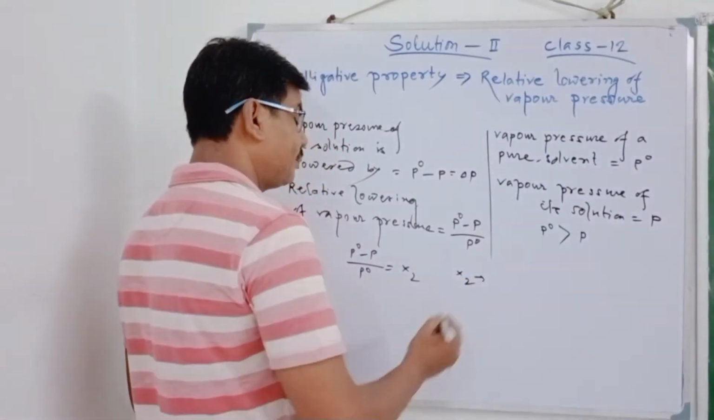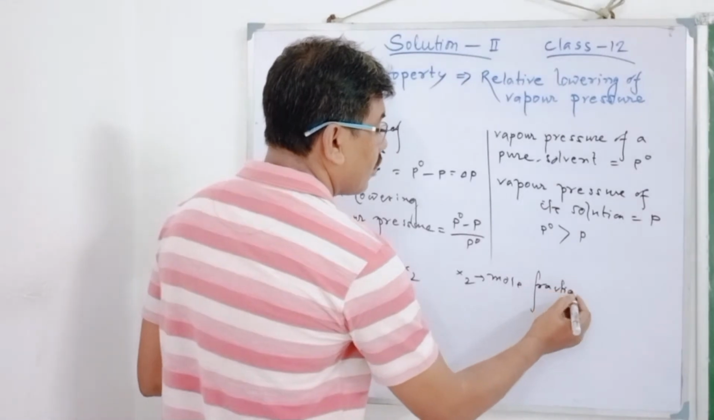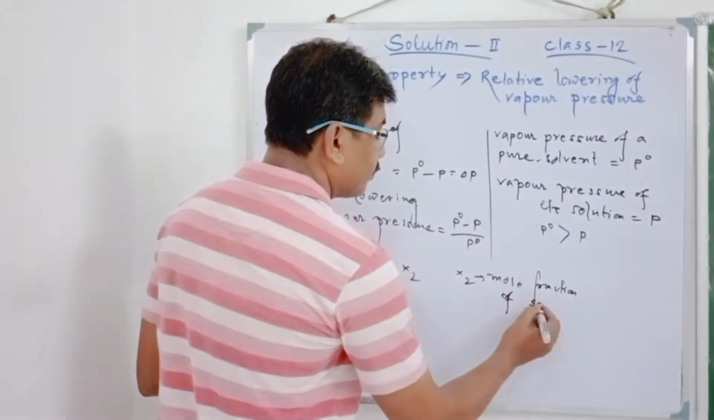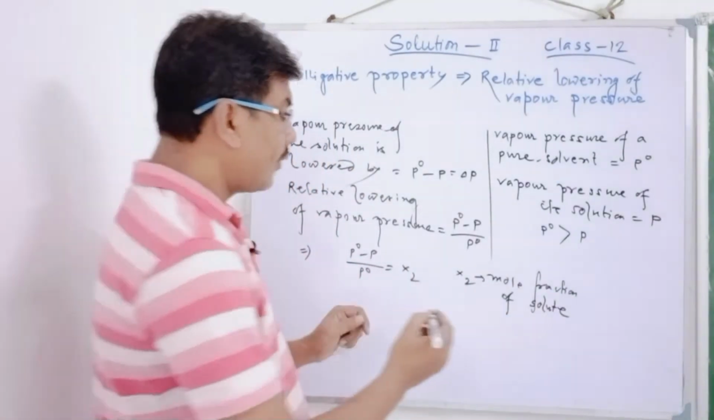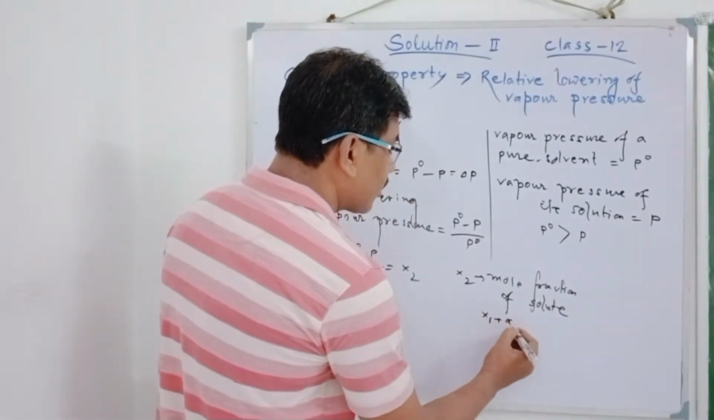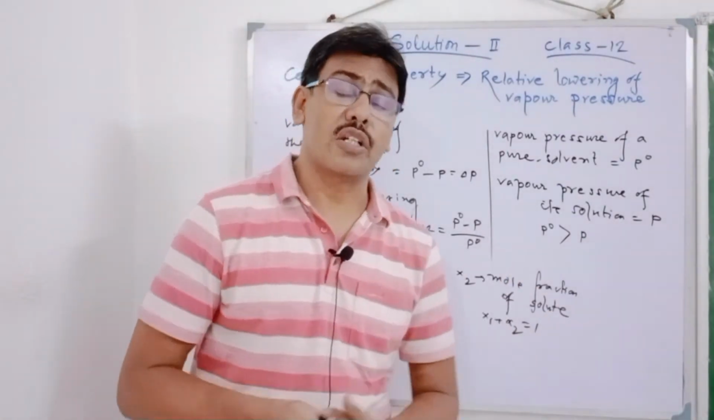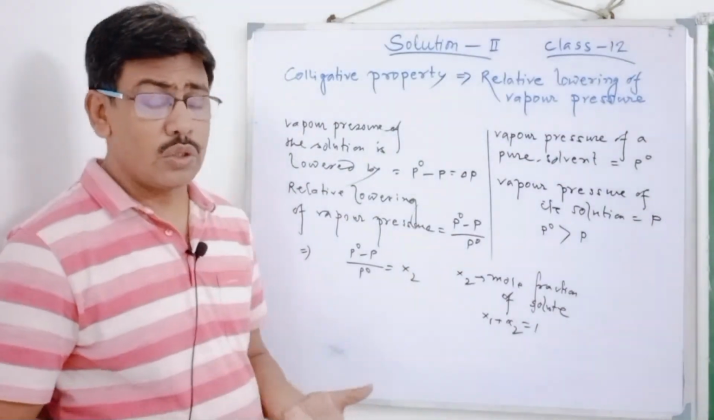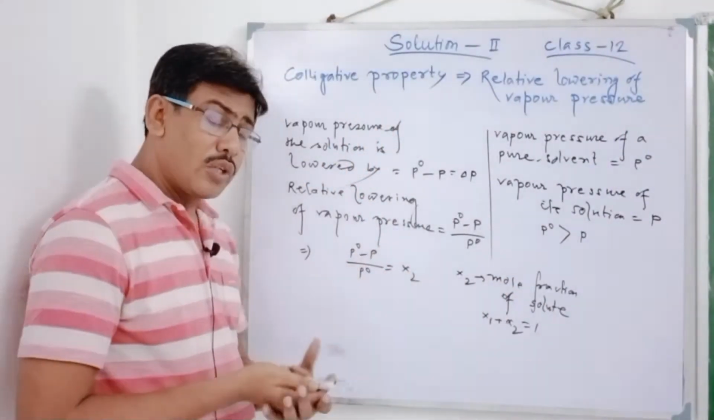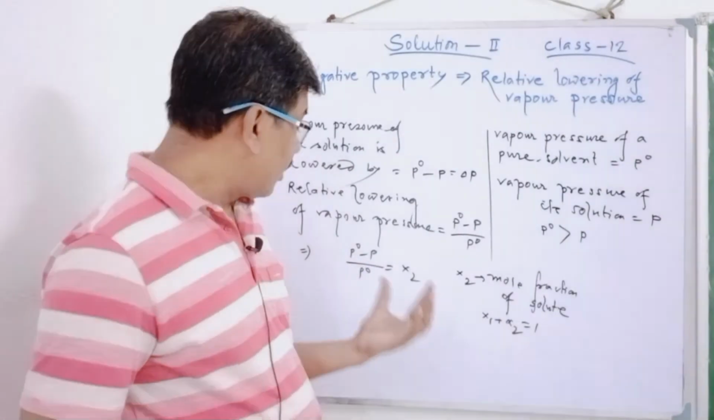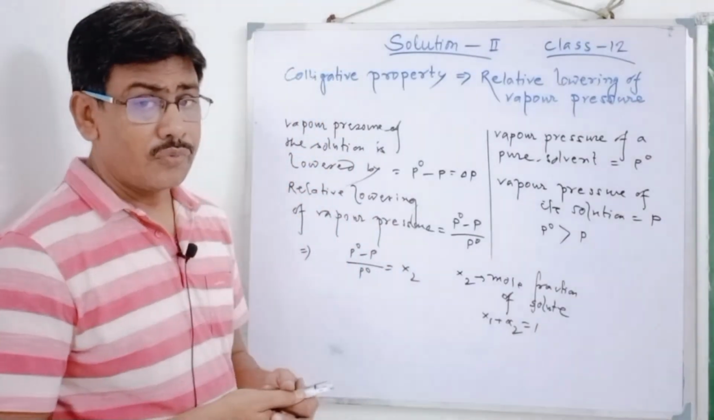X2 is the mole fraction of solute, where X1 plus X2 equal to 1. X1 is the mole fraction of the solvent, X2 is the mole fraction of the solute, and the summation is always equal to 1. This is for a binary solution. And from this equation, we can determine the molecular weight of the solute and the molarity of a solution.